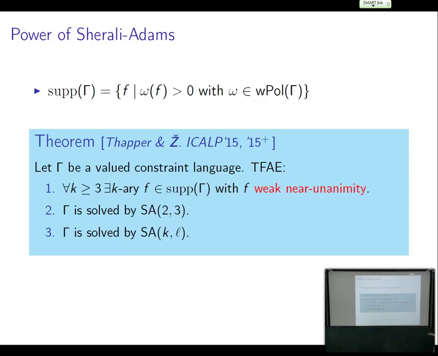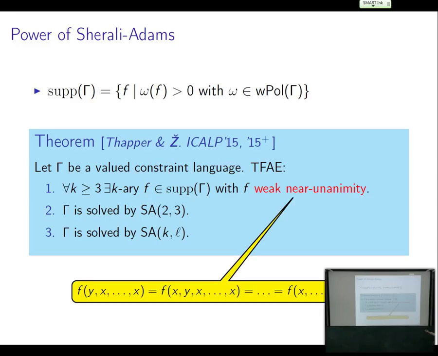And the condition is similar to the one before. It says that for every k at least 3, in the support of gamma, you need to find a k-ary operation, which this time is not symmetric, but a weak near unanimity operation. So what does it mean? So near unanimity, we forget weak, is if all the arguments but one are the same, it should return the majority of them, that appears more than once. And weak near unanimity means that they have to be equal. It doesn't have to return x. If I wrote here equals x, it would be a near unanimity. This is a weak near unanimity.